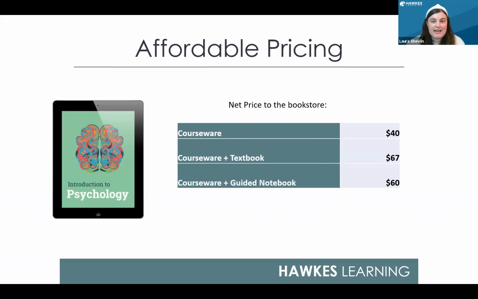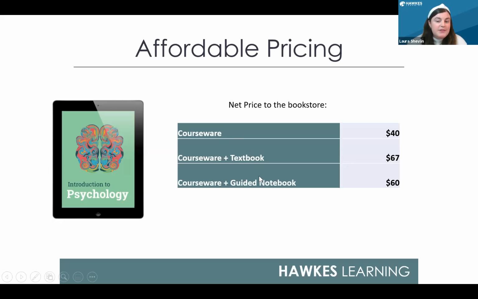The first thing I wanted to highlight is the low cost of the psychology resources. We did partner with OpenStax to develop these resources, and it has led us to price them very affordably for students. So you'll see the net price to the bookstore listed on this slideshow here. We do have an option for online access only. That would be the courseware plus the ebook for $40 net cost.